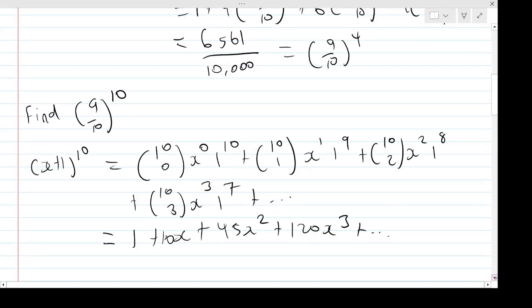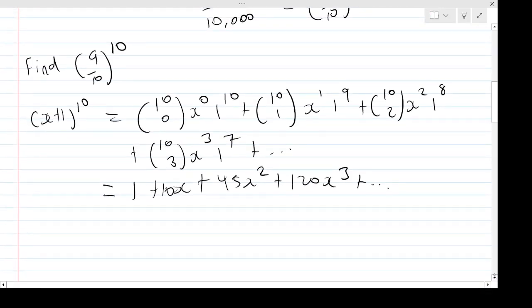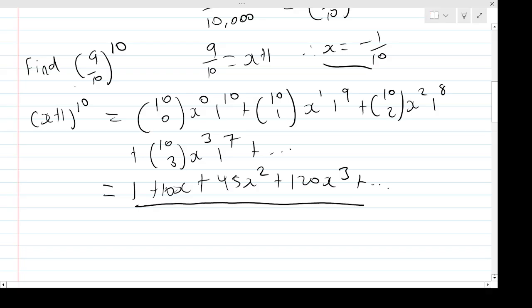Right, okay. So I need to somehow estimate the value of 9 over 10 to the 10. Again, the brackets are the same, so I can equate them inside: 9 over 10 has to equal x plus 1, which means x would again be minus a tenth. Same value if we solve it. So that's what I'm going to plug into this expansion to obtain some sort of value for 9 over 10 to the 10.